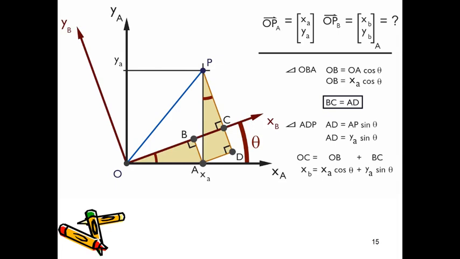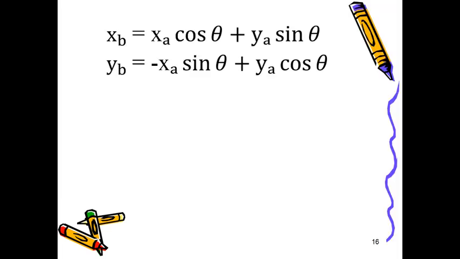Now similarly we will do it for Y. So what is YB? Look at the figure. YB is PD minus CD, and CD is nothing but AB. So XA sin theta is equal to CD, and YA cos theta is equal to PD. Then we do PD minus DC, and we will get the coordinate for YB. The final result will look something like this if you do it by yourself.